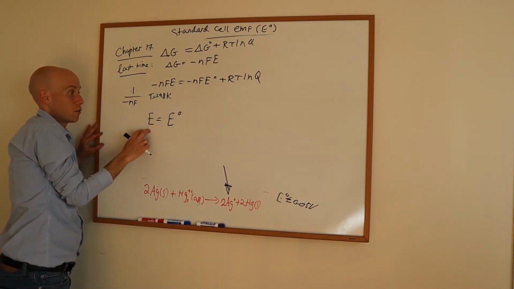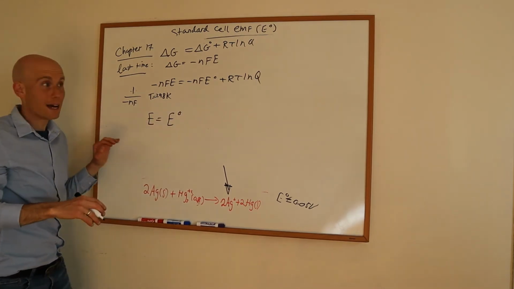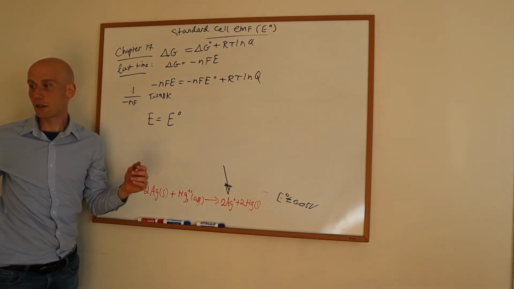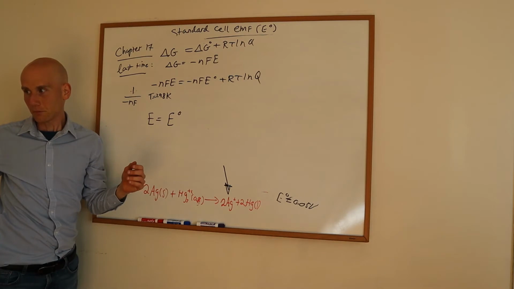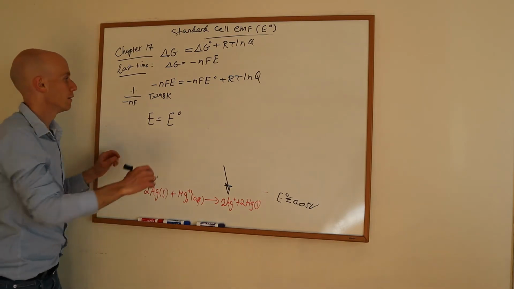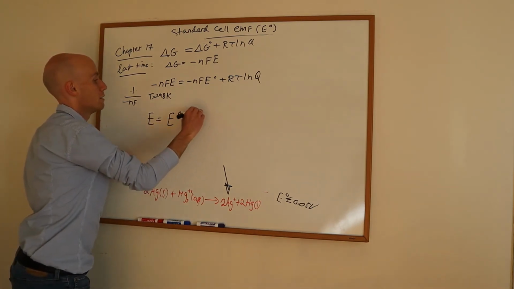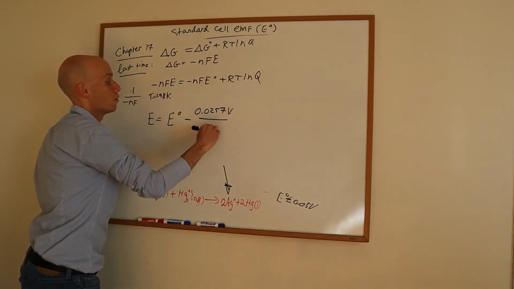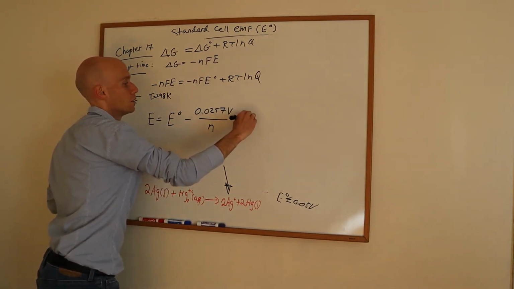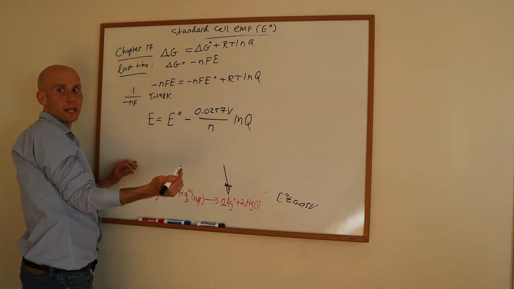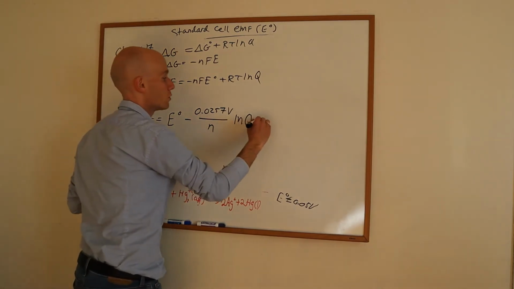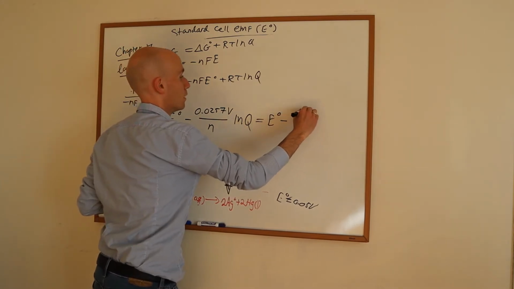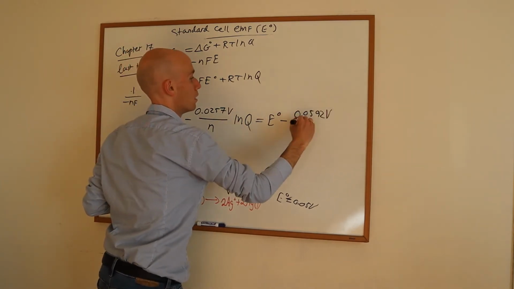So if I want to see what that looks like, I can do that. And if I were to divide through, I get that this here is negative 0.0257 volts over N ln Q. And if you don't like ln's, that's cool. You can also have this written as such.